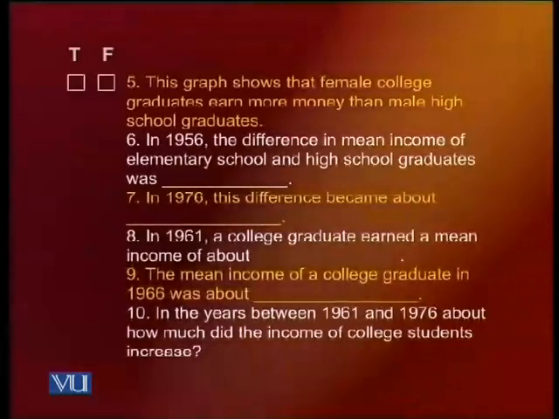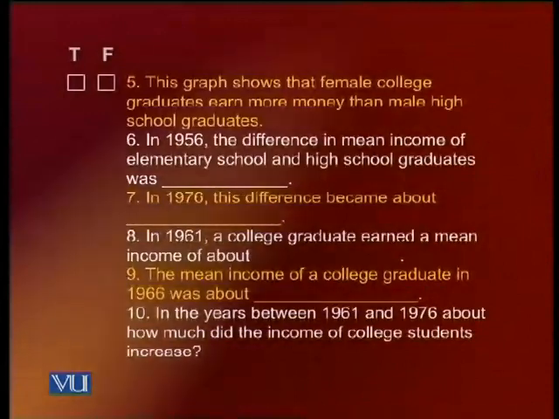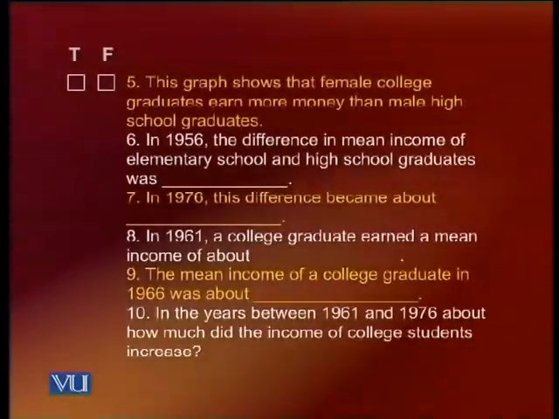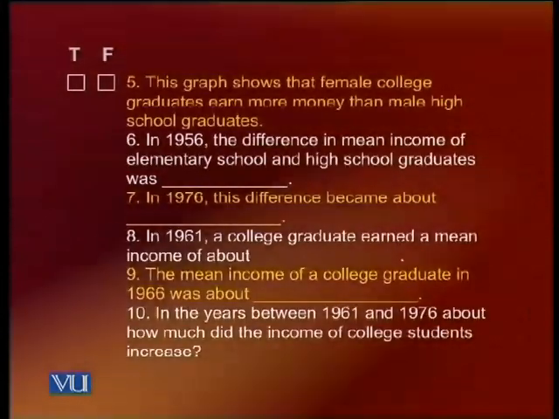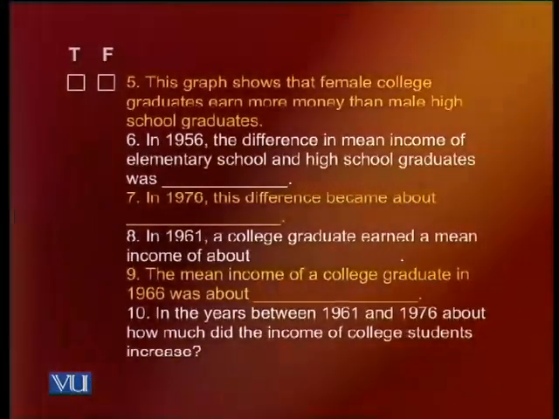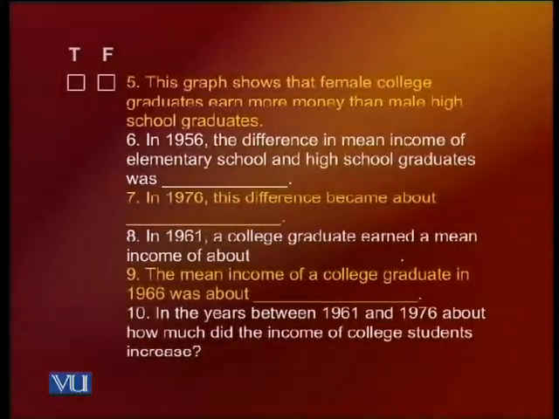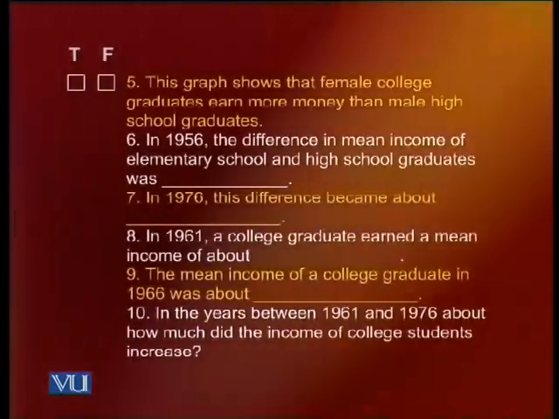Number 8, in 1961, a college graduate earned a mean income of about $10,000. Number 9, the mean income of a college student in 1966 was about, it's around $12,000. And the last statement, in the years between 1961 and 1976, about how much did the income of college students increase?